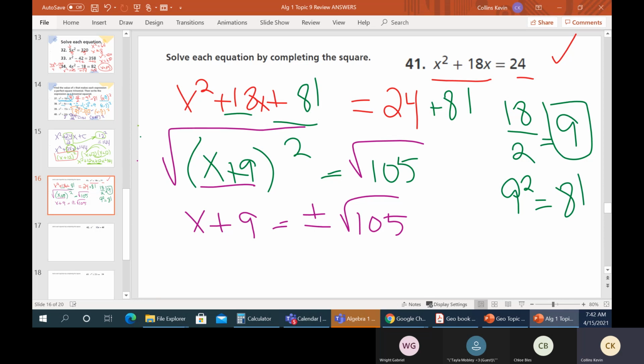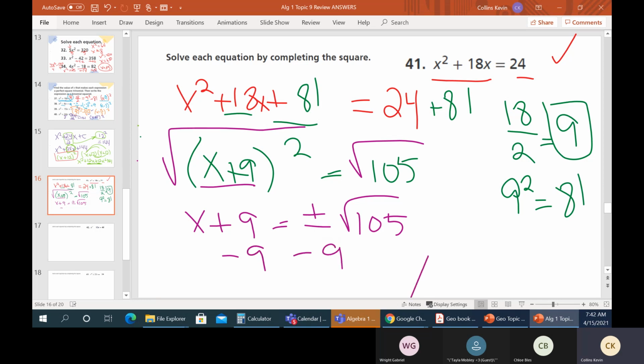Because 10 times 10 is 100. This is 105, right? So it'll be a little more than 10, just to give you a vibe of how much that's going to be. Okay? And then our last move, since we're solving for x, is this is x plus 9. They added 9. What do we do? We do the opposite, right? We subtract the 9.